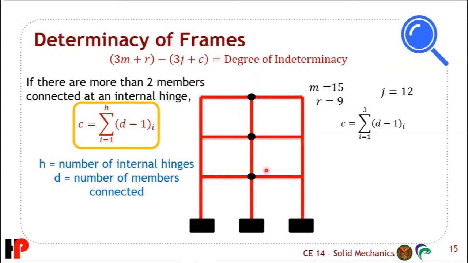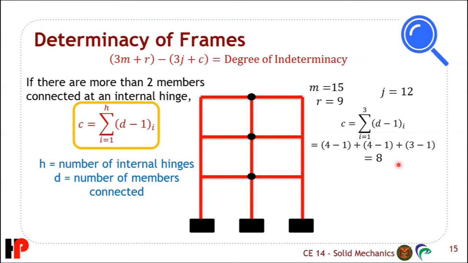Now, for example, for this hinge, what is D? D is the number of connected members, so 4. Dito naman, 4 din. Dito, 3 lang. So, yung summation would look like this. For this hinge, 4 minus 1. For this hinge, 4 minus 1. And for this hinge, 3 minus 1. So, mangyari dyan, 3 plus 3, 6 plus 2, 8. So, C is 8. So, ganun yung pag-count kay C kapag meron kang connection that has more than 2 members connected.